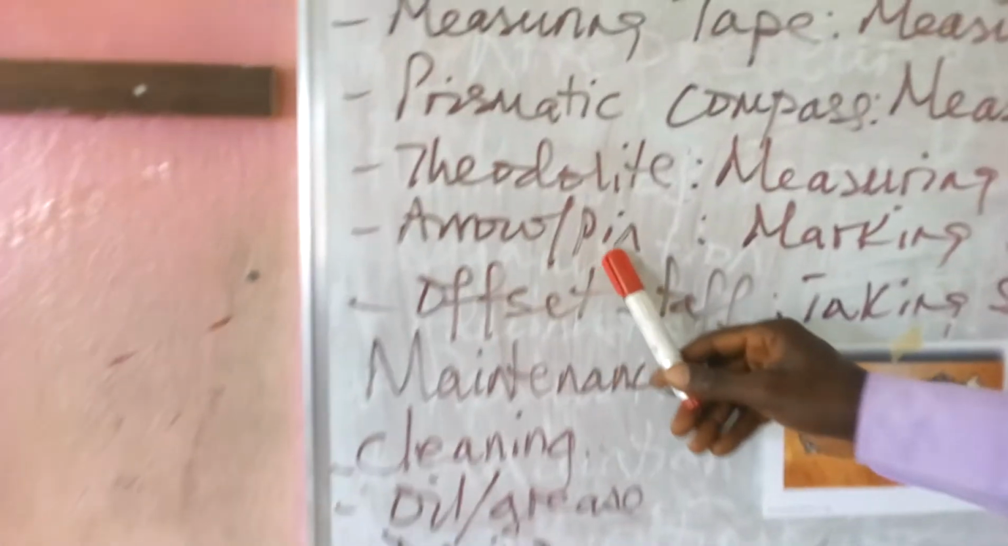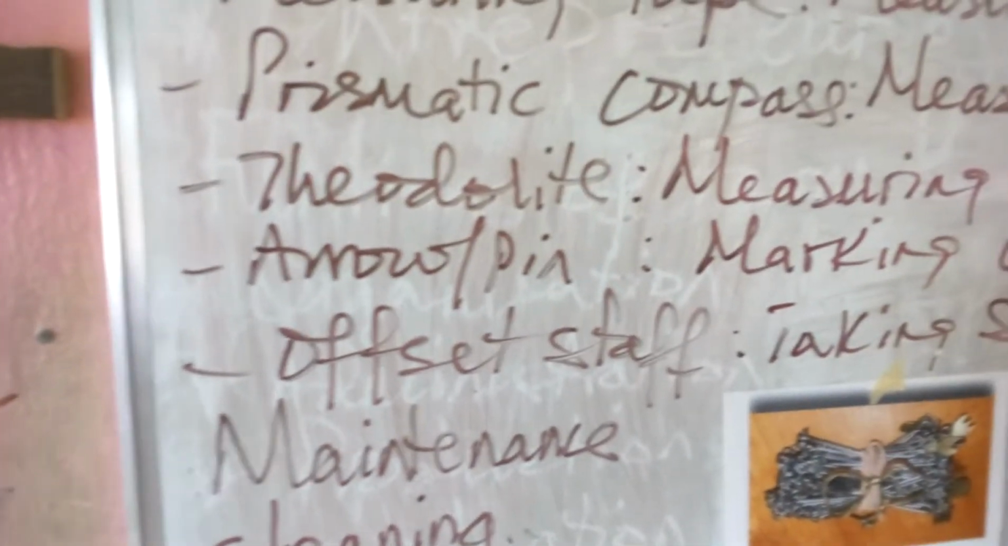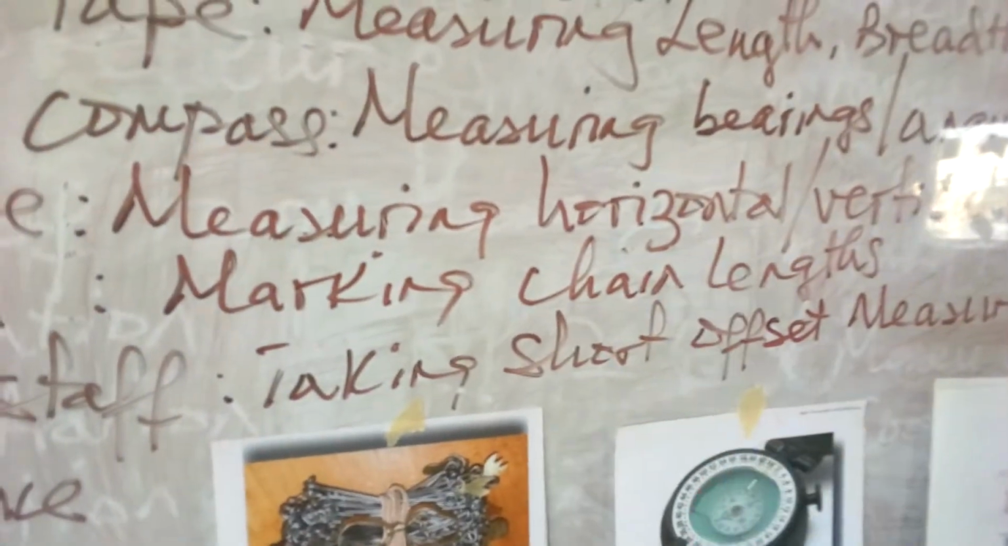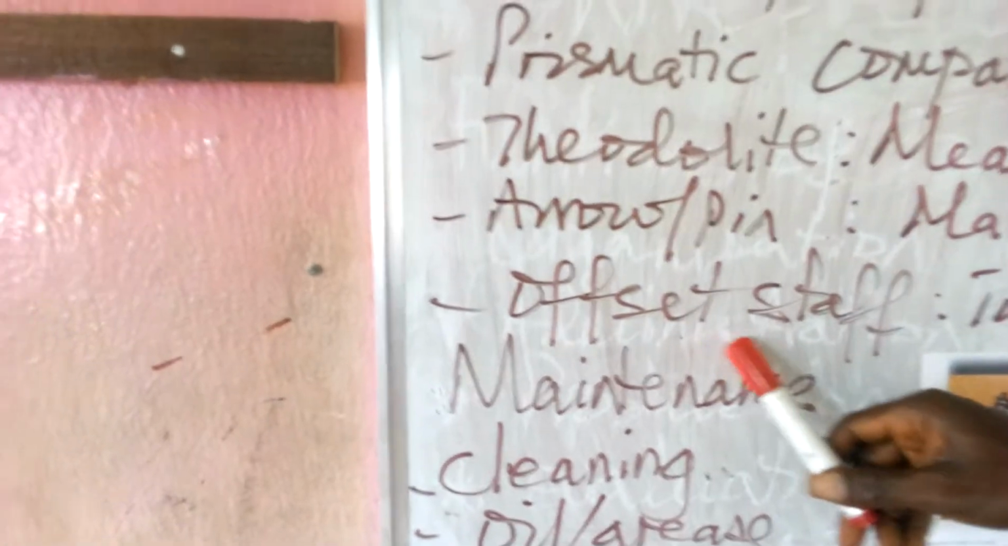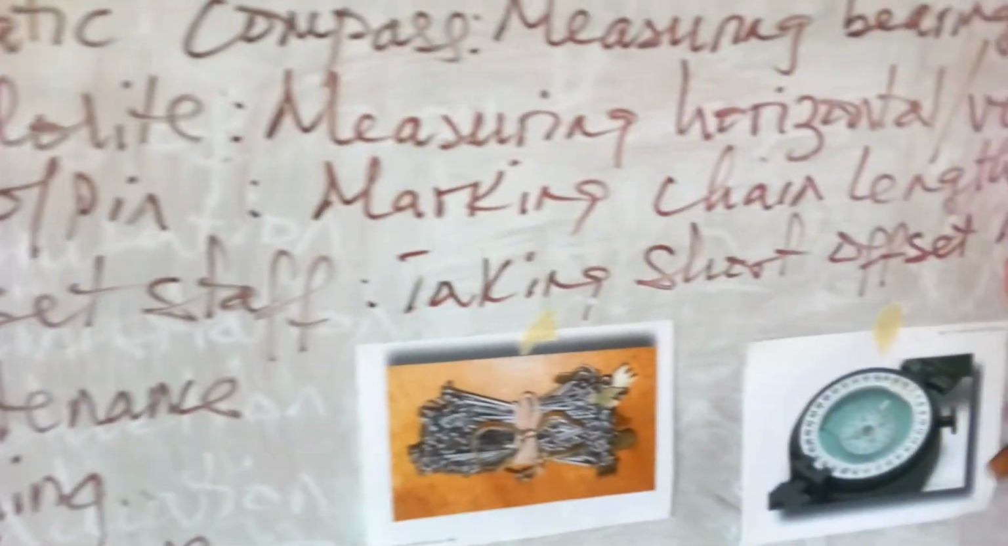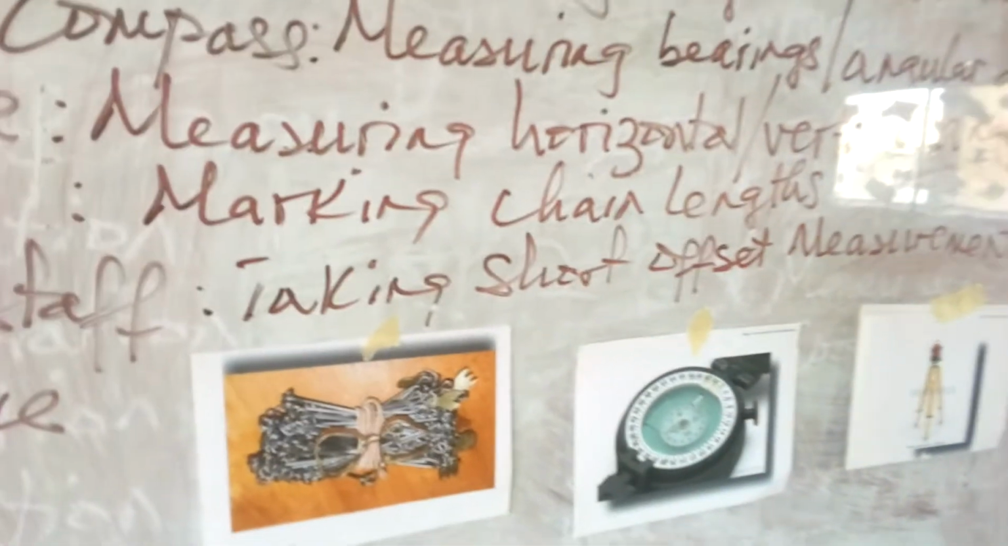And then you have the arrow and pin. These are used for marking chain lengths. At the end of every chain, you put the arrow down or the pin. Then the offset staff is used for taking short offset measurements during farm surveying and planning.